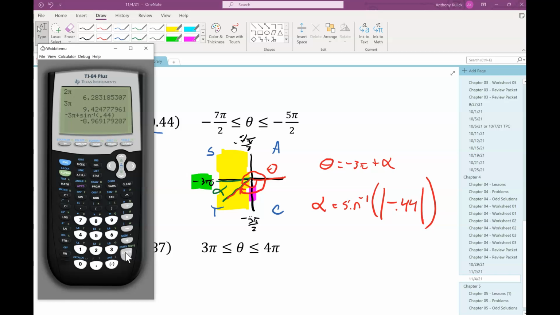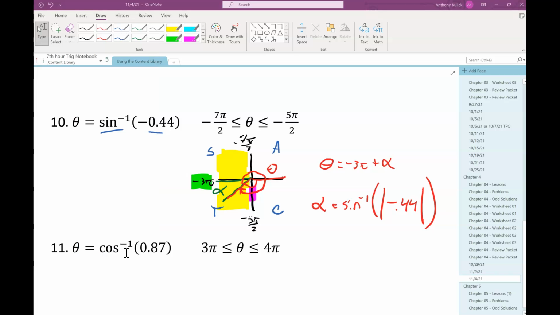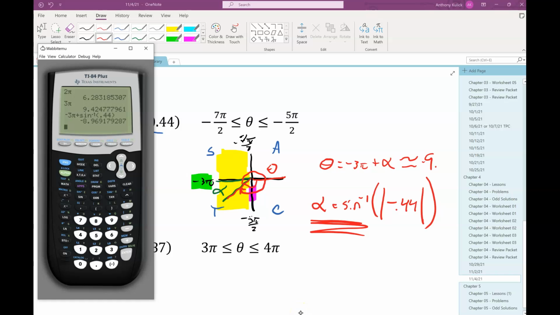Alpha is the sine inverse of the absolute value of -0.44. What I wrote right here. What was that again? 8.97.